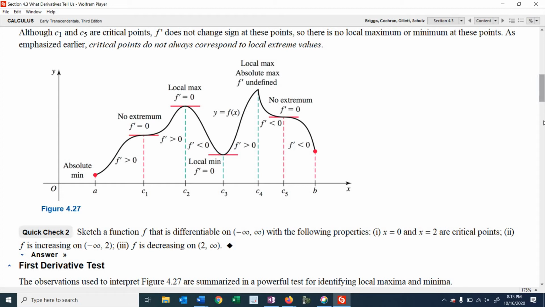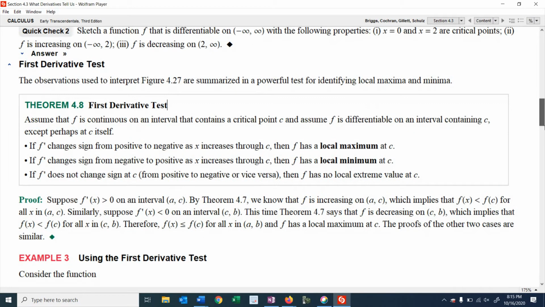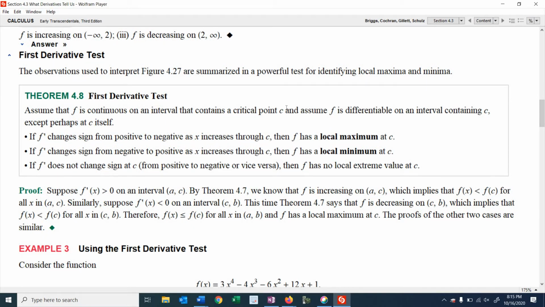Okay, and so that's what the first derivative test is basically doing for us. We first find all the critical points, and then we go through and we classify them as being the location of a local max, a local min, or neither by looking at the sign of the derivative on the left side of the critical point and on the right side of the critical point.